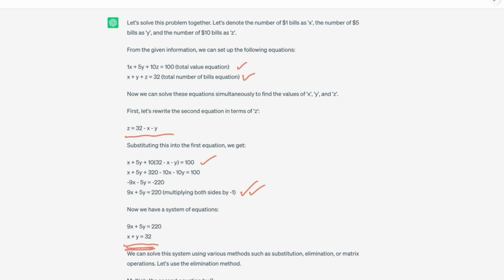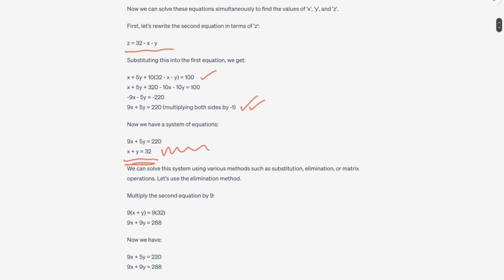Now that is a surprising result right there. x plus y equals 32. You wonder where ChatGPT got that from, because we don't have that anywhere. What we have is x plus y plus z equals 32. So maybe this is where things begin to go wrong.